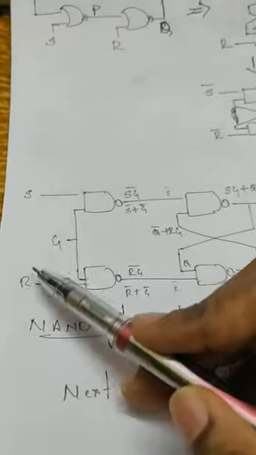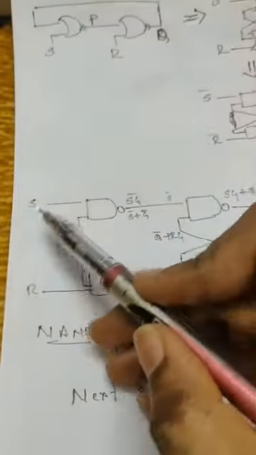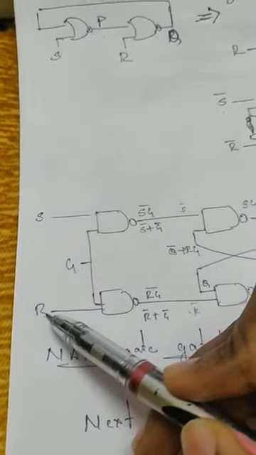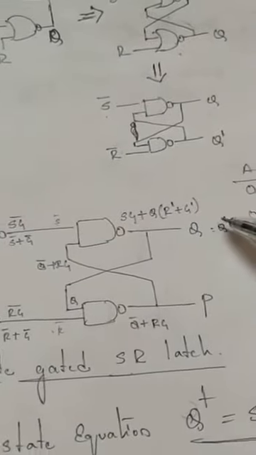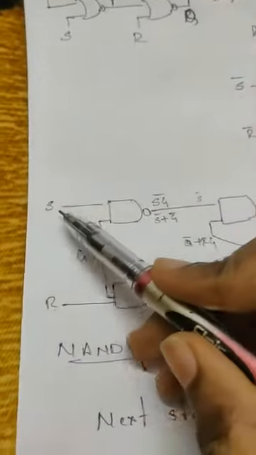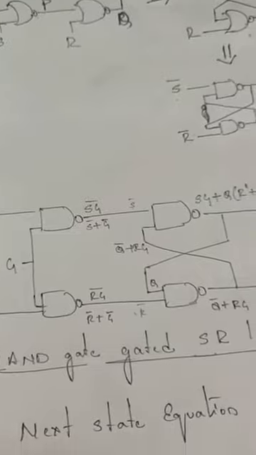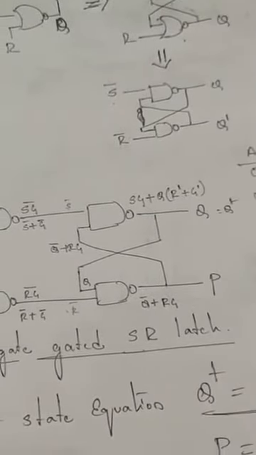When S is equal to 1, R is equal to 0, set state, Q will be 1, so P will obviously be 0. When S is equal to 0, R is equal to 1, that's a reset state. So obviously Q will go to 0 and P will go to 1. Whenever S is equal to 1, R is equal to 1, the input is not allowed. It can be anything, okay?